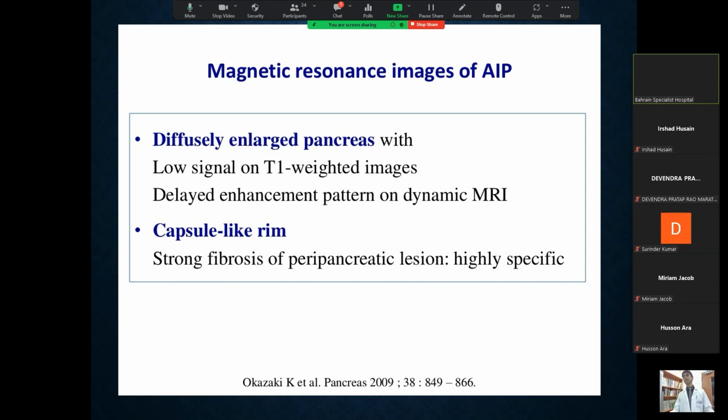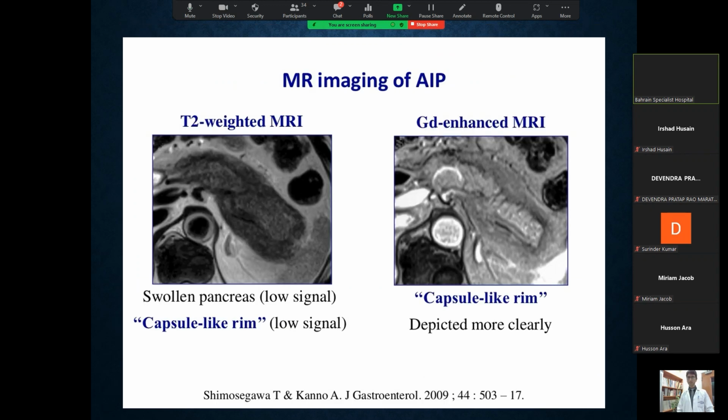Another modality is the MRI. Similar to CT, it can delineate the diffusely enlarged pancreas or a capsule-like rim around the pancreas, which is highly specific for autoimmune pancreatitis. If you can see these images, there is a thick capsule around the pancreas.